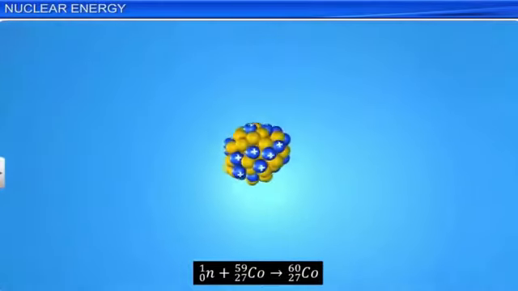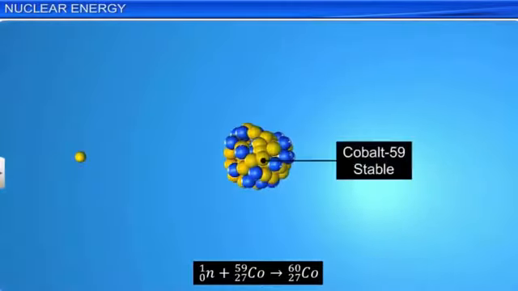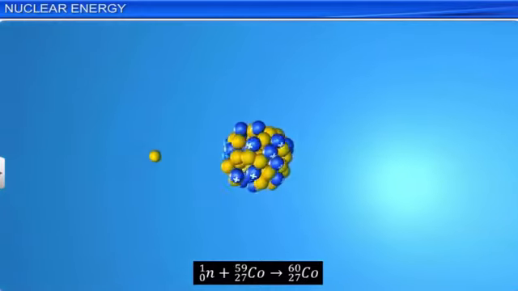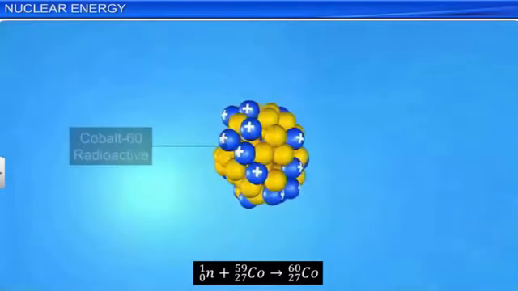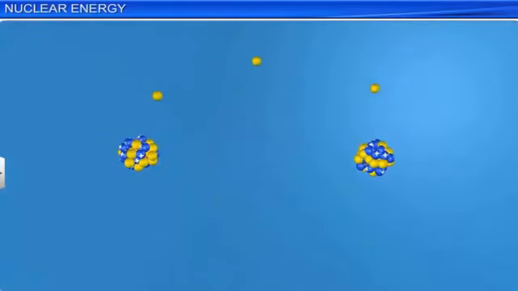For example, when cobalt-59 is bombarded with neutrons, it captures a neutron and transforms to cobalt-60, which is radioactive in nature. But when a uranium target is bombarded with a neutron, it splits into two almost equal fragments, accompanied by the release of a large amount of energy. This nuclear process is called nuclear fission.